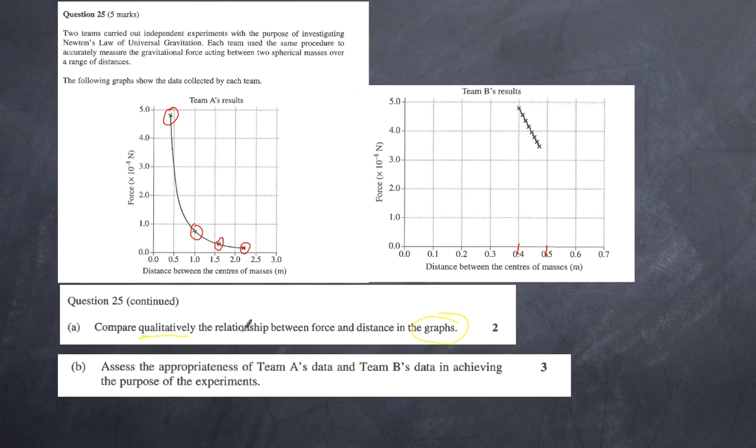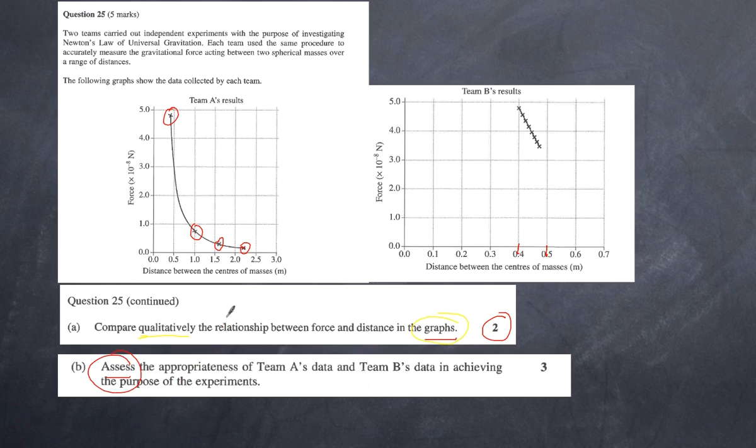Compare qualitatively your relationship. Team A has got an inverse relationship or an inverse square relationship. Team B has a negative linear relationship. And that was all that's required because you've done it for both graphs. Question part B is assessing the appropriateness of Team A's data and Team B's data in achieving the purpose of the experiments. As you know, assessing is coming up with some sort of judgment at the end, and that's really important.